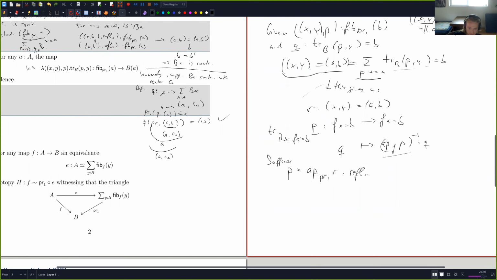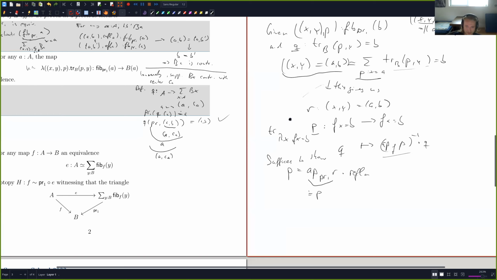So first is to show, but applying the first projection to R really is just P. So this is judgmentally equal to P, and P composed with refl A is just P. So this is true, and that completes the proof.